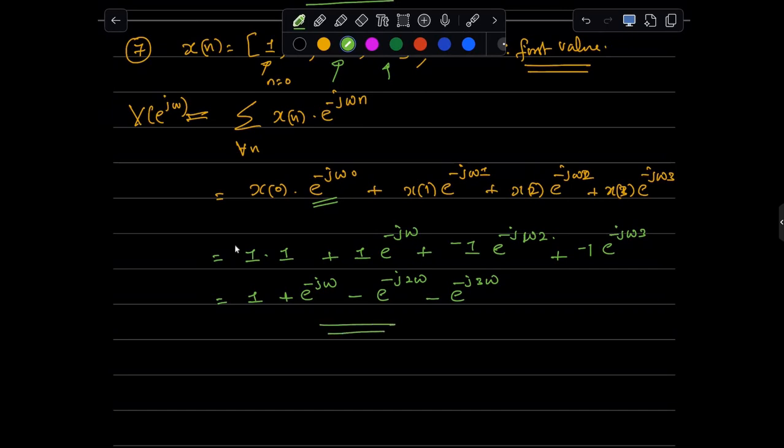We can reduce it also somehow in terms of cosine and sine, because e power j theta is equal to cosine theta plus j sine theta, and that form also you can write in terms of sine and cosine. That is also possible.